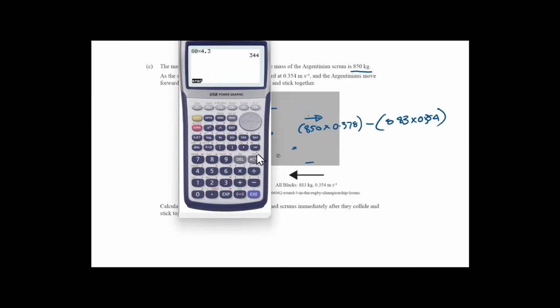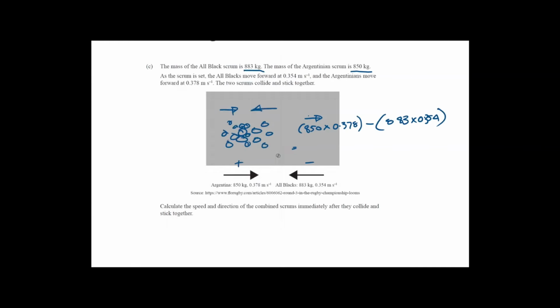Well, Mr. Casio comes out. So 850 times 0.378 minus 883 times 0.354, and we see it's positive, 8.718. Okay, now what does that mean?